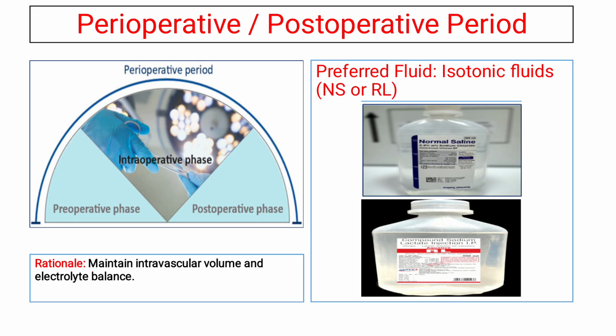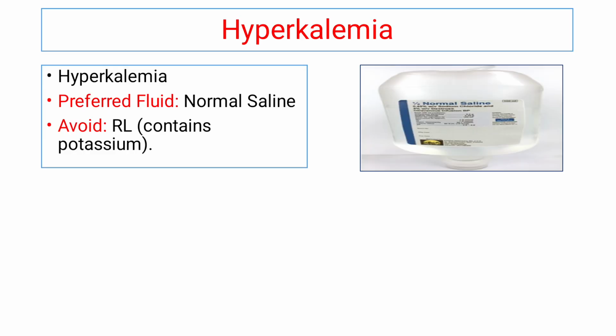In perioperative and postoperative periods, the preferred fluids for maintenance are isotonic fluids, that is NS or RL. They maintain the intravascular volume and electrolyte balance.